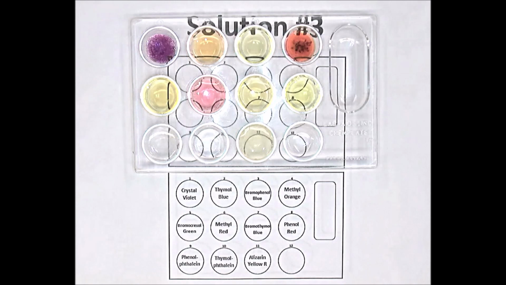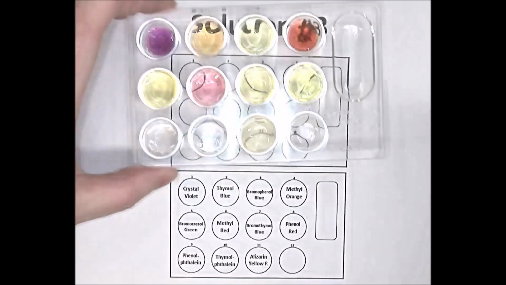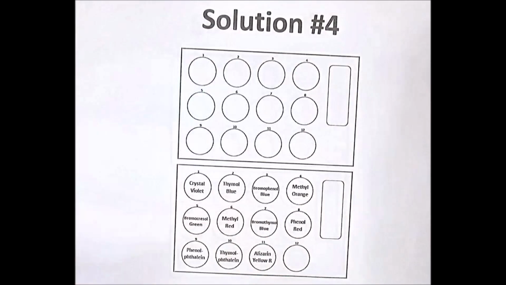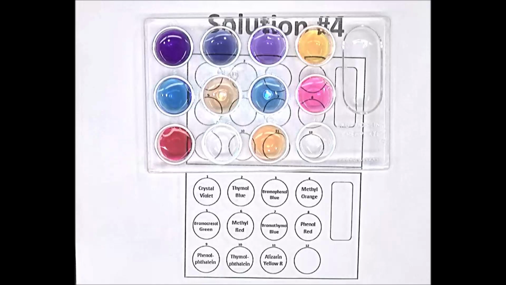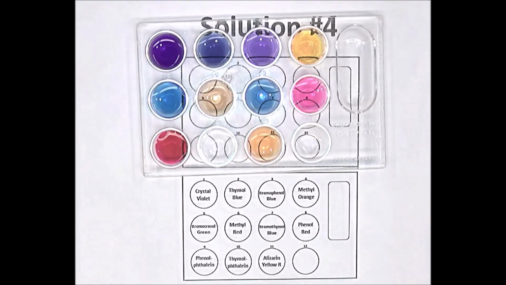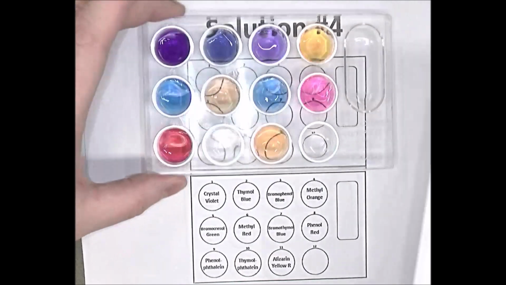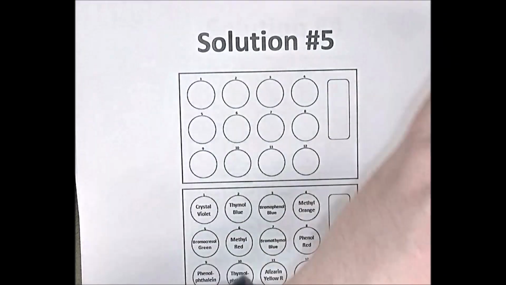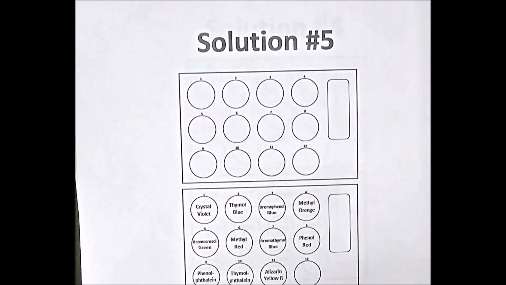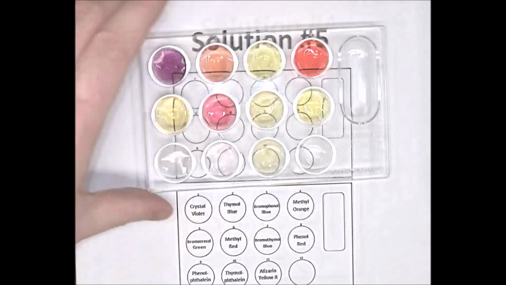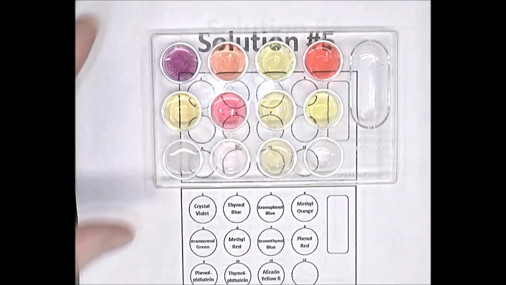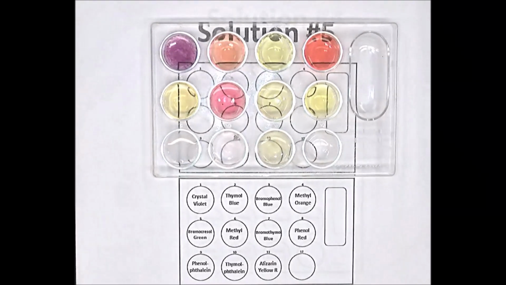All right, solution number 4. Can you use those colors and deduce the pH of the unknown solution? And finally, solution number 5, same idea. These are whole number pH values. Can you look at the colors you see in the dish and deduce the pH of the unknown solution?